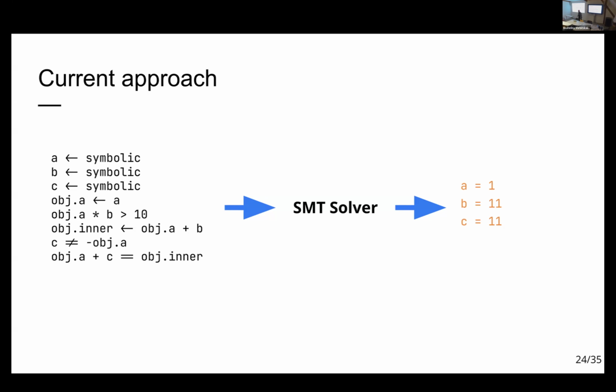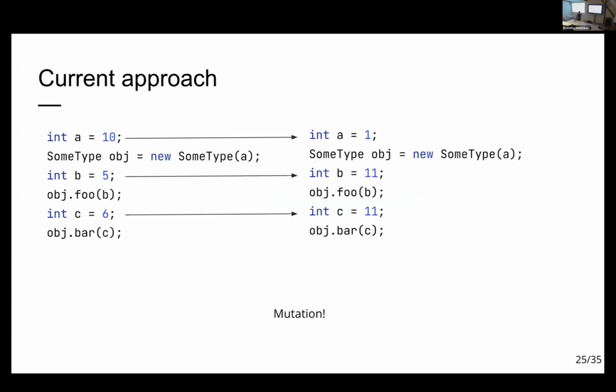For example, let's assume that we got this. After this, we are just changing all our primitives that were obtained by SMT. And we can see that basically what we did, we changed some of the lines, especially primitive definitions, and that's a mutation that we wanted to see.